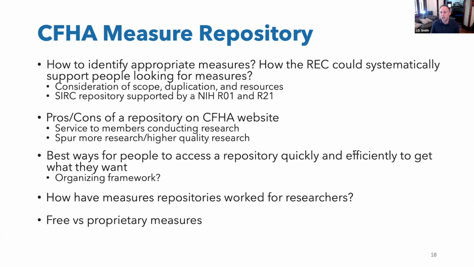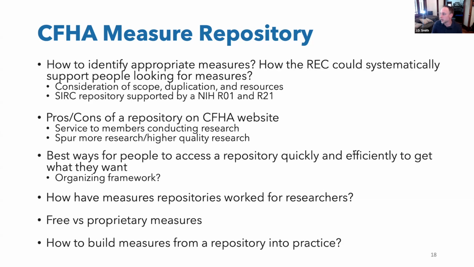So that could mean that no free ones exist, but it also could mean that they just weren't included because they had lower psychometric properties or something like that. So really trying to find and make available some of the free measures is really important. And then how to build measures from a repository into practice.